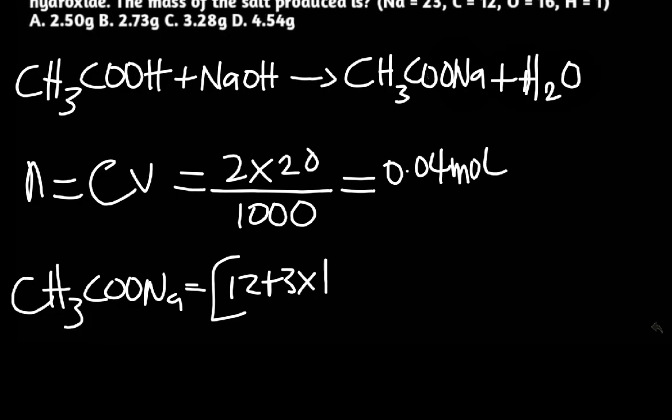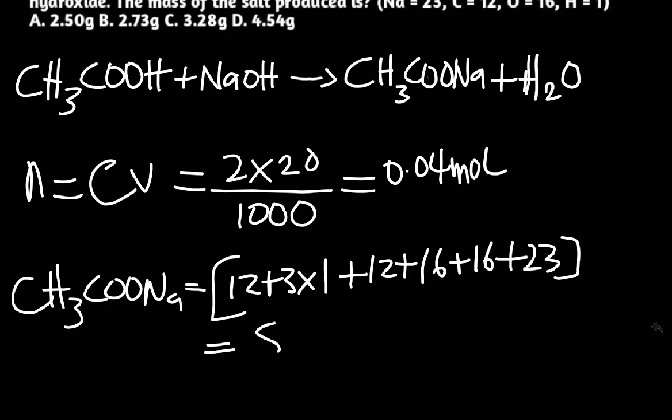Let's go back. Plus 12. Atomic mass of carbon is 12, plus the atomic mass of oxygen is 16. So I will say 16 plus another one again, 16. So the first one is 16, the second one is 16. Then plus 23, right? The atomic mass of sodium is 23. So plus 23, close the bracket. If you add up these together, you arrive at 82 grams per mole. Now, this is the second step.